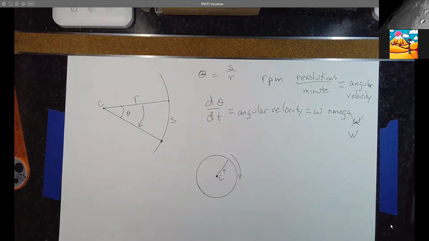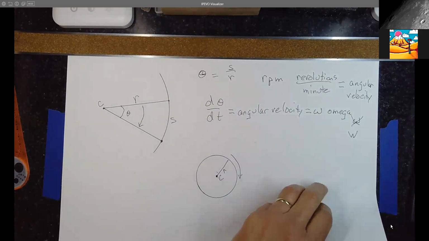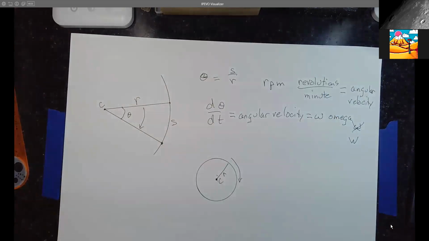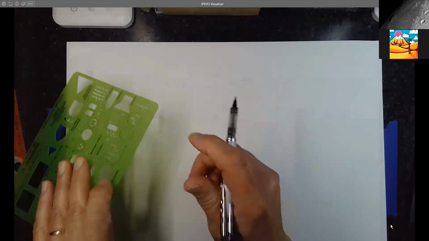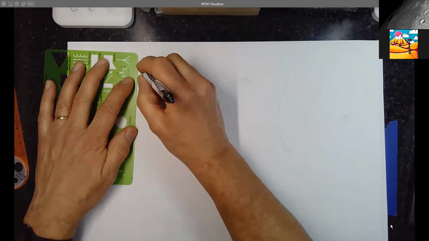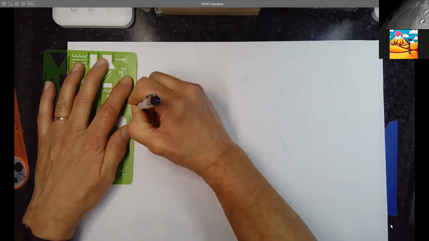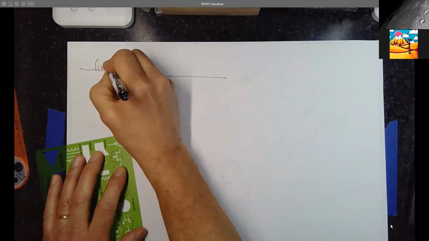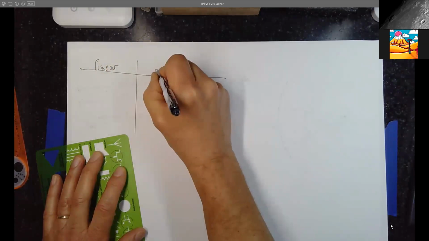Now, we will be able to develop parallels to our linear equations of motion. And here's what some of them are going to look like. And I'm just going to make a little table here that'll show that. Start off with our constant velocity equations, we'll have linear and rotational.